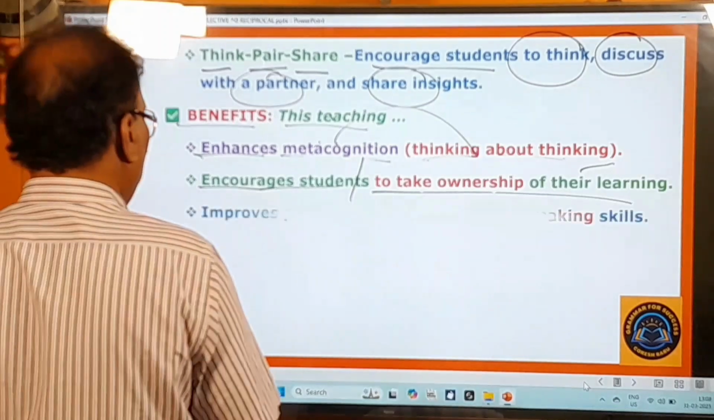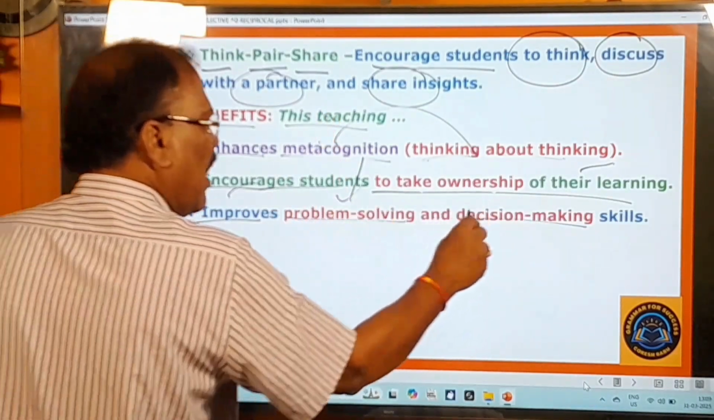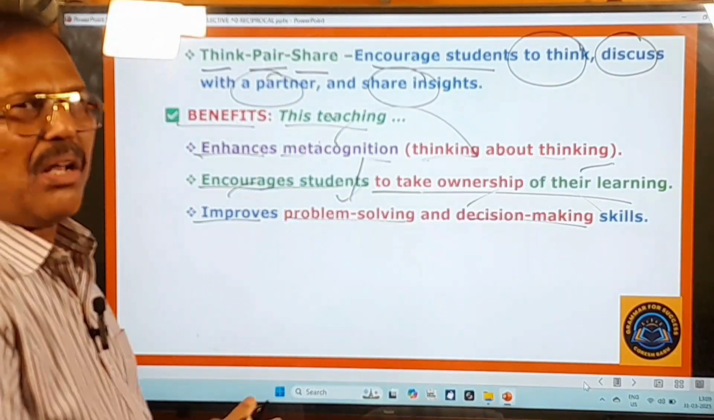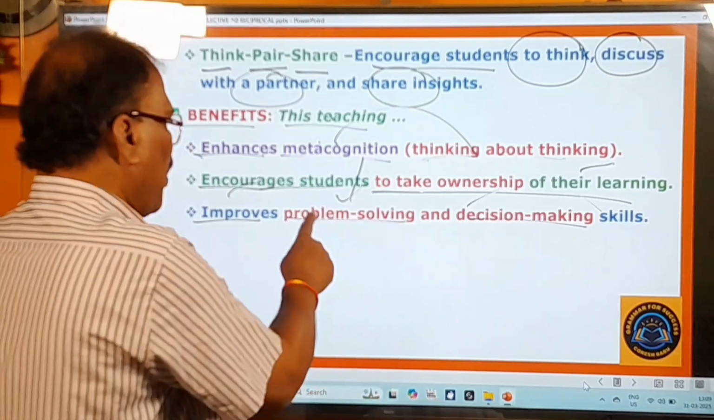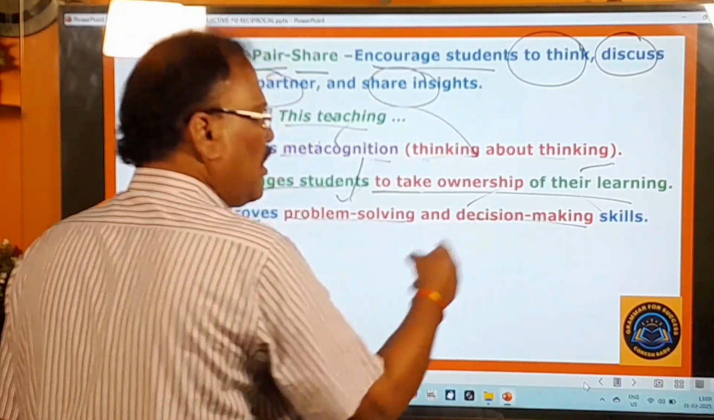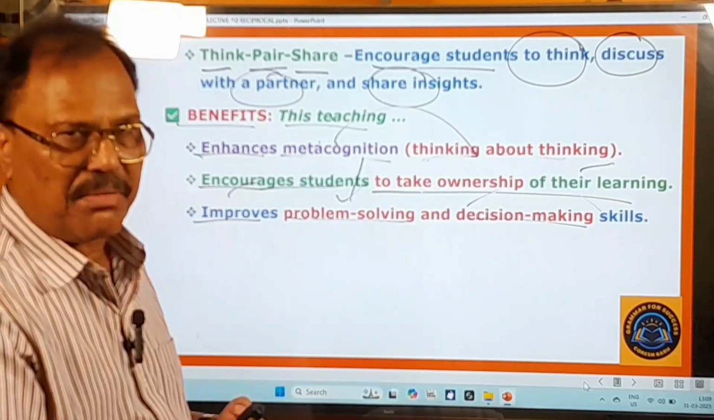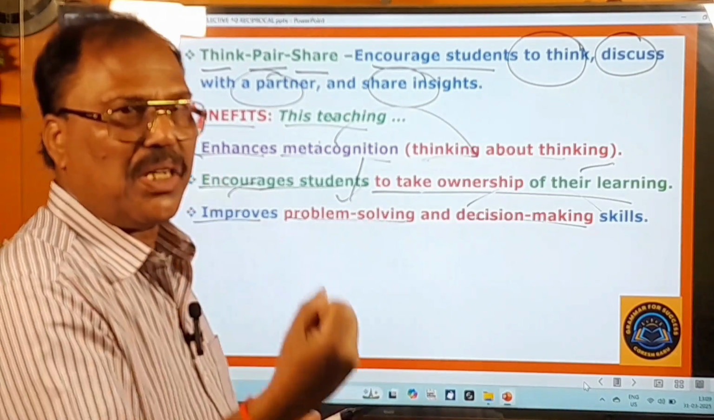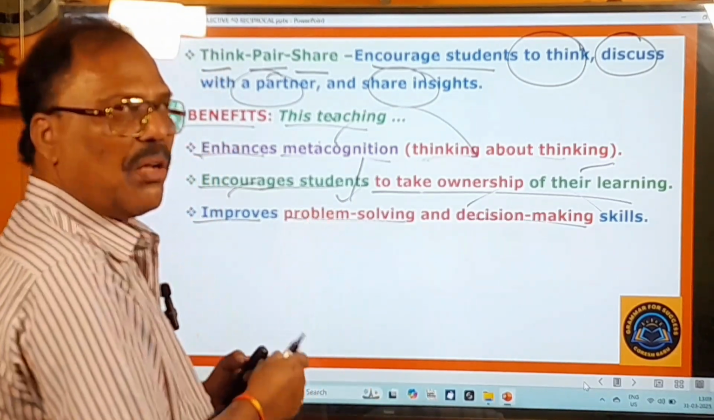And here you pay attention. This teaching improves what? Problem solving skills and decision making skills. Problem solving, very well, solving the problems. The skills that pertain to problem solving, the skills pertaining to decision making. So decision making is making a decision. Most of the people don't know how to take decisions correctly, properly, and most of the people don't know how to solve the problems.